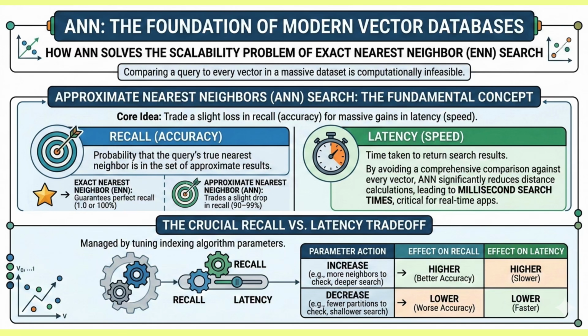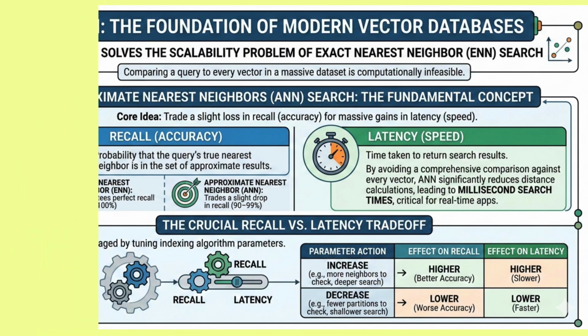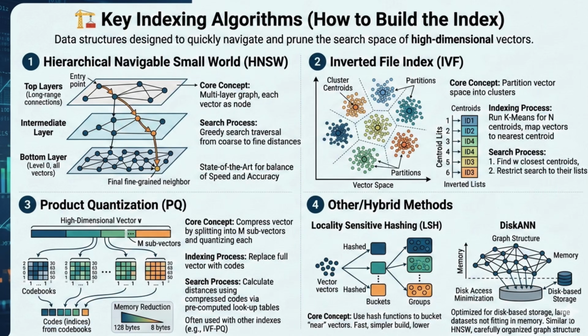The trade-off is managed by tuning parameters specific to each indexing algorithm. Increasing these parameters generally improves recall but increases latency, and vice versa. These algorithms are data structures designed to quickly navigate and prune the search space of high-dimensional vectors.